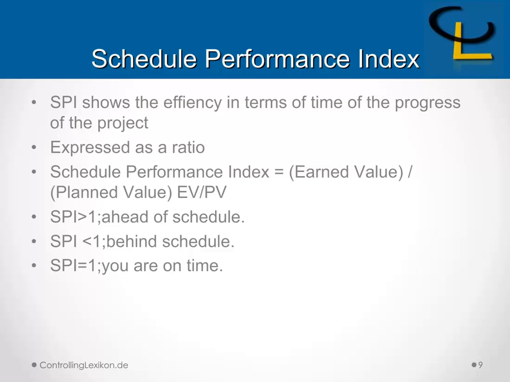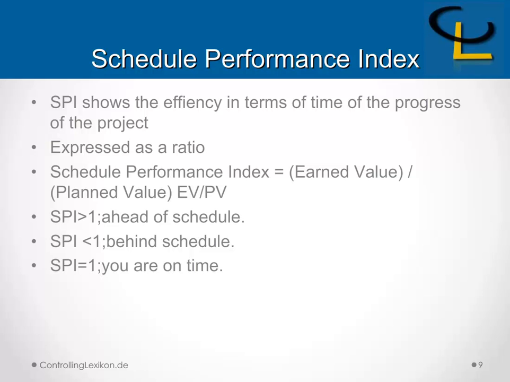Schedule performance index shows the efficiency in terms of time of the progress of the project. It is expressed as a ratio. The formula of schedule performance index equals to earned value over planned value, EV divided by PV.